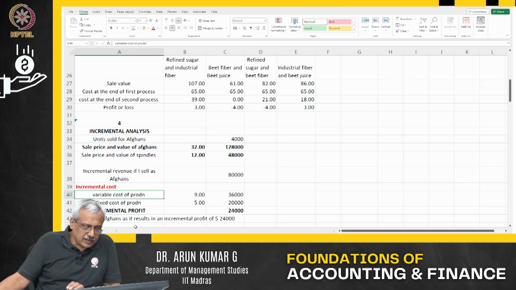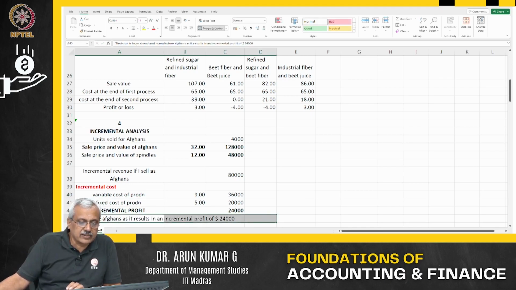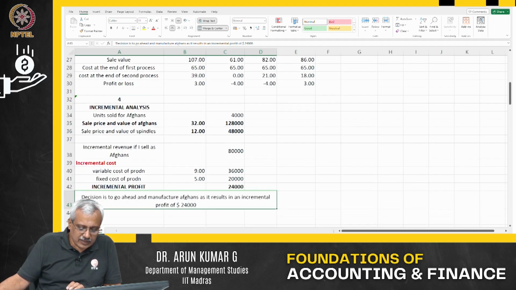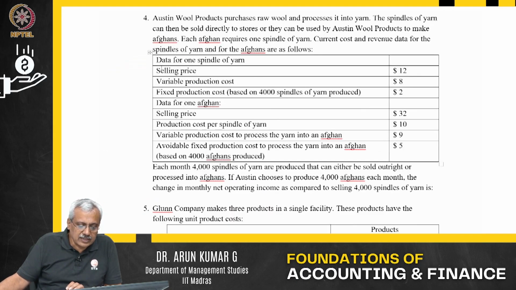Sir, you have not considered, the question that is going to come now is, sir, you have not considered the cost of manufacturing the spindles at all. That is, you have not considered the variable cost and the fixed cost of spindles. I said, yes, I am not going to consider that.